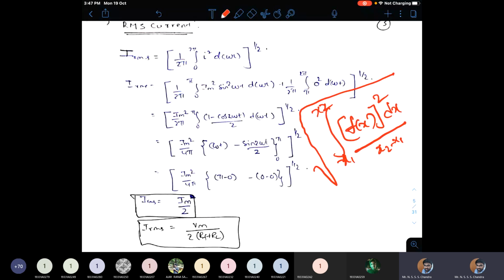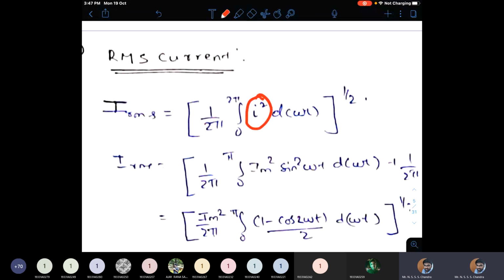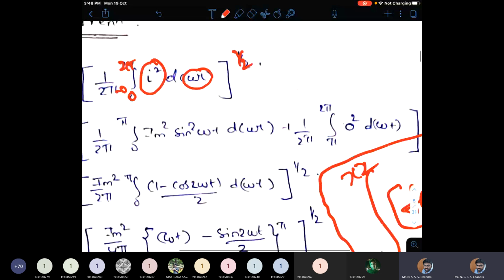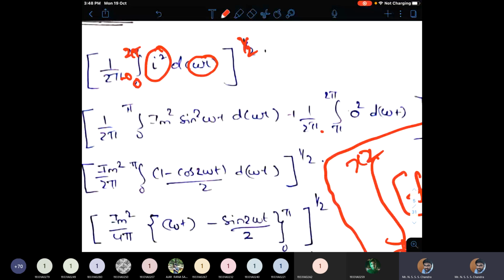I am taking the current small i and squaring it, then integrating it between the limits 0 to 2 pi and dividing by 2 pi minus 0, that's again 1 by 2 pi, with d theta, and again to the power half, so it is just rooting out. I'll divide this integral into two parts, between 0 to pi and pi to 2 pi. Between pi to 2 pi, the value is 0, so that integral becomes 0.